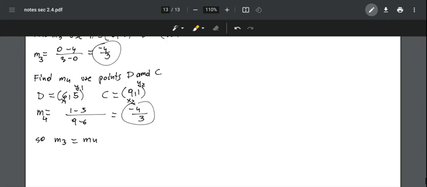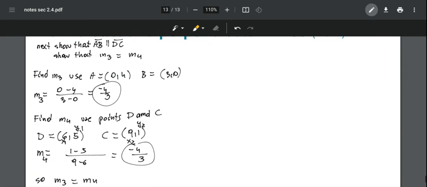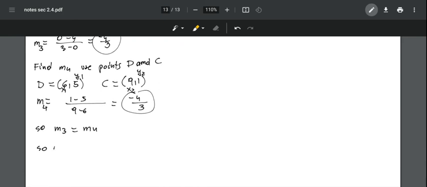That means segments, so segment AB is parallel to DC. So we just proved that the given shape represents a parallelogram. So ABCD is a parallelogram. So we're done with this part.